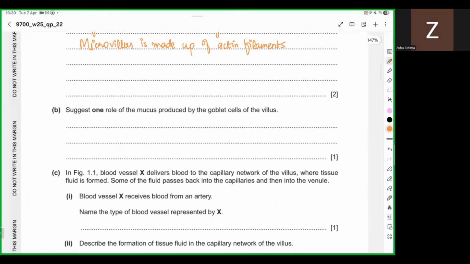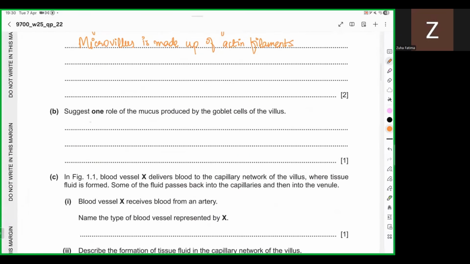So we can say it traps pathogens. And if we want to write an alternative, the alternative could be reduces friction for the movement of digested substances.